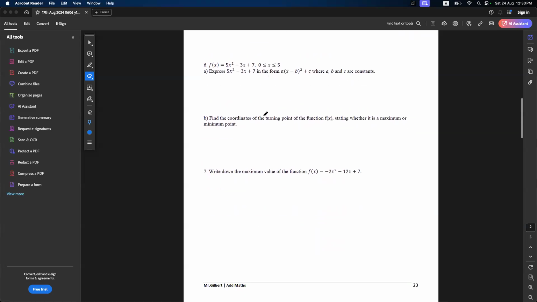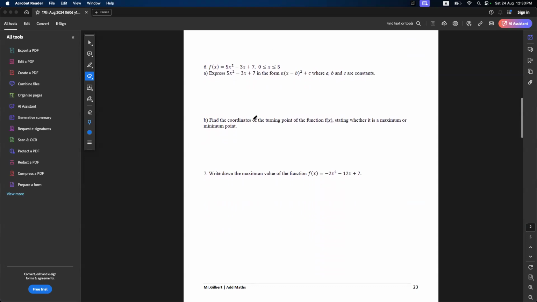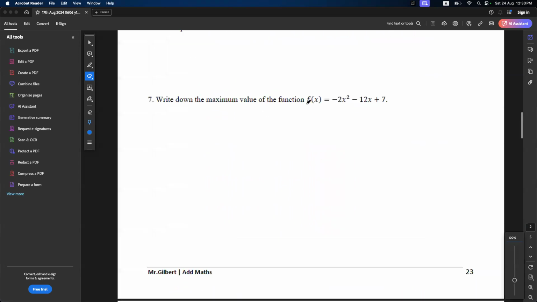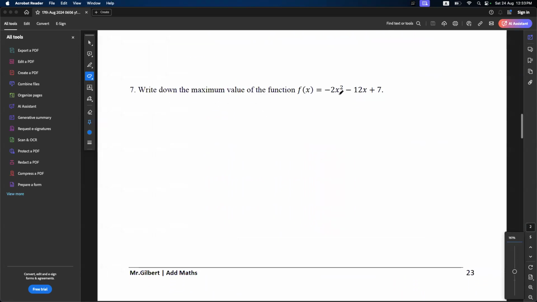So from question 6, we discussed already, right? So at least question 7 now. Question 7. Write down the maximum value of the function negative 2x squared minus 12x plus 7. So I'm going to go a bit faster already, guys.